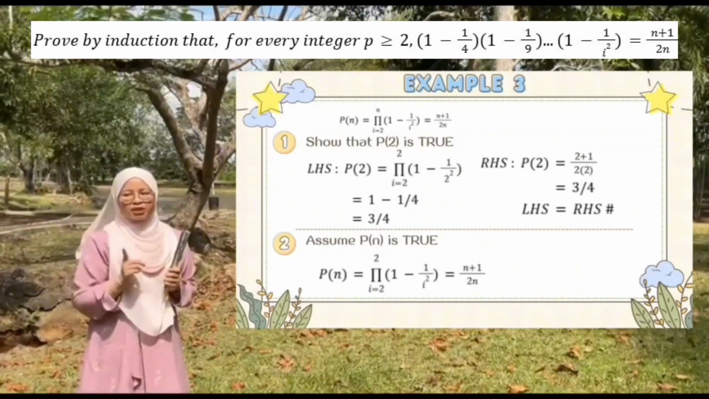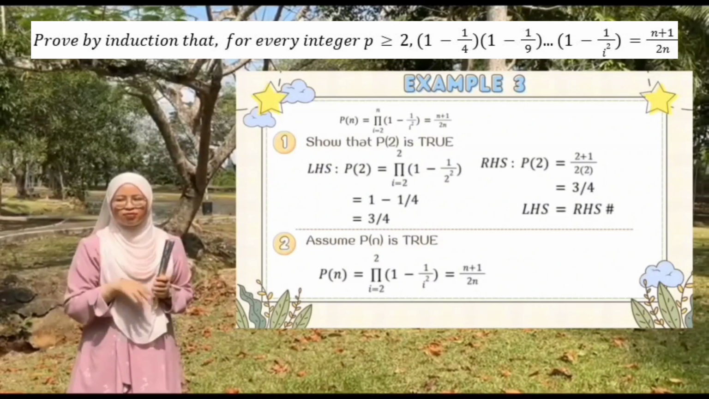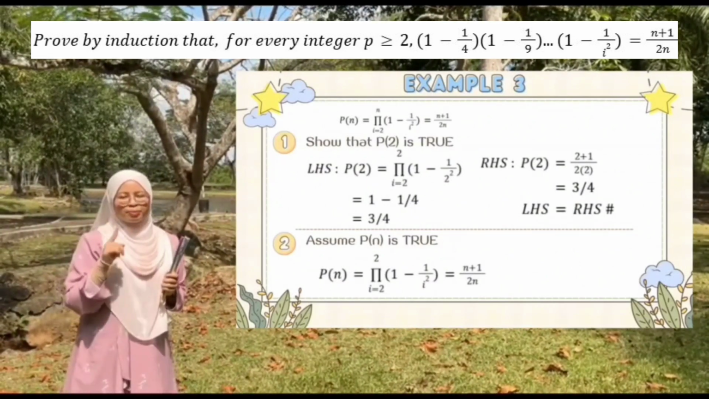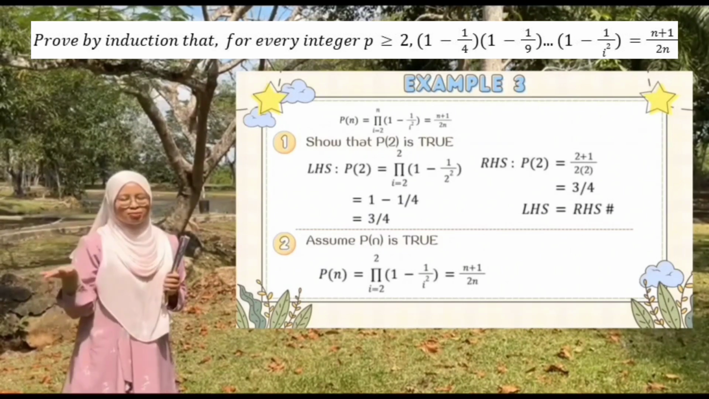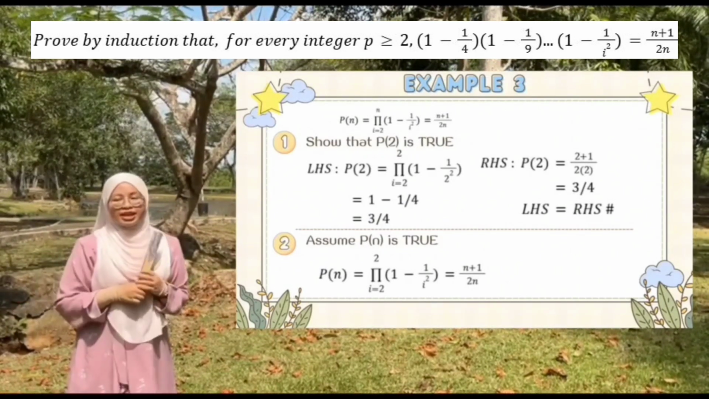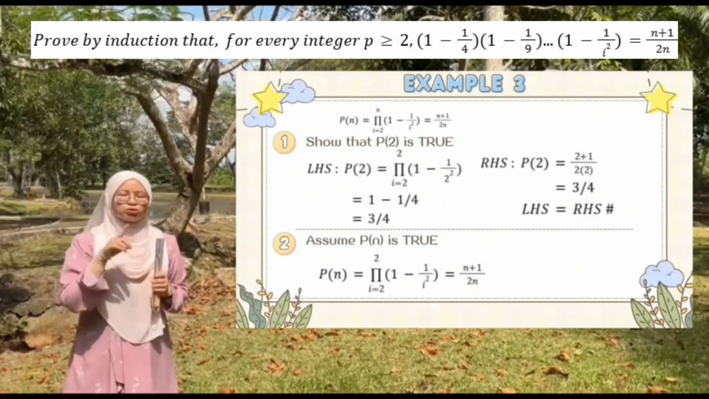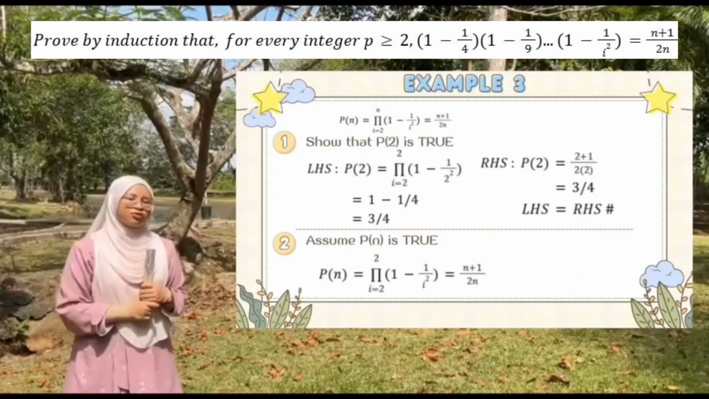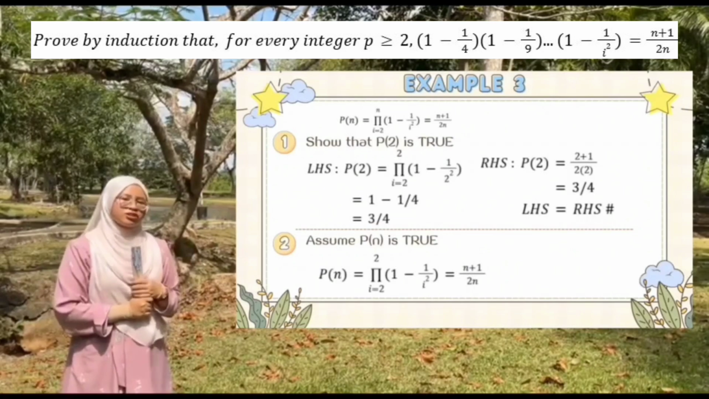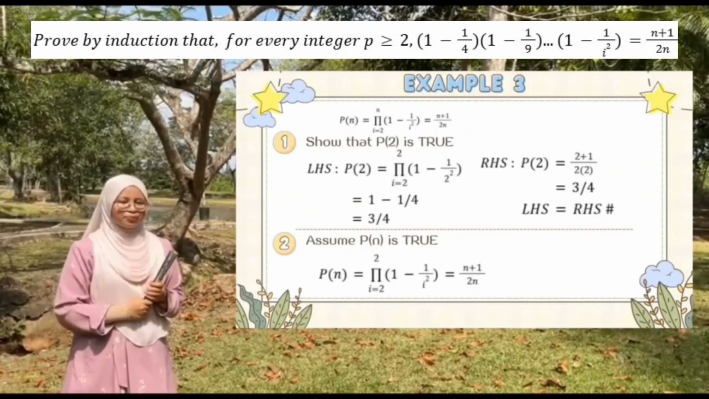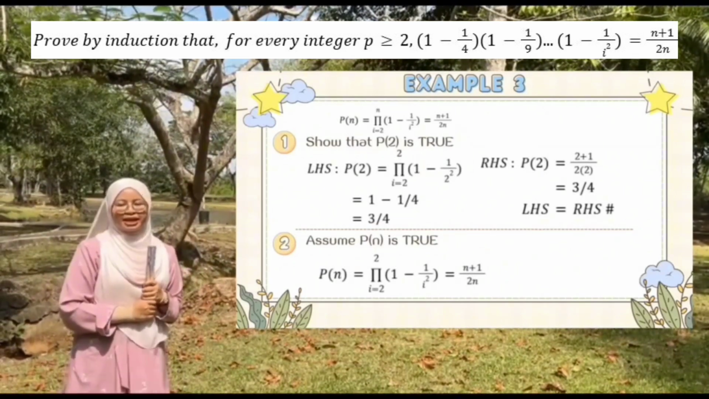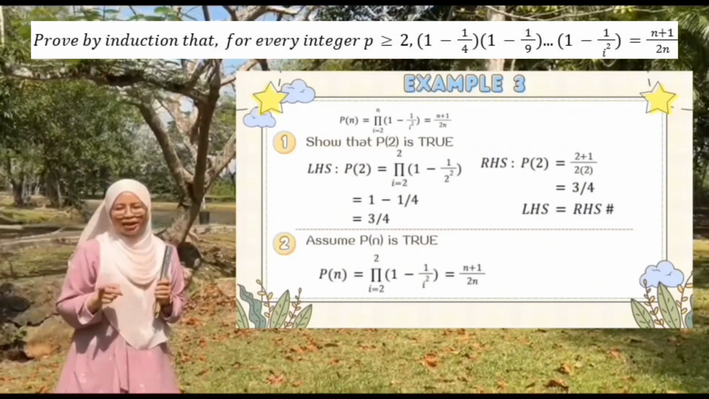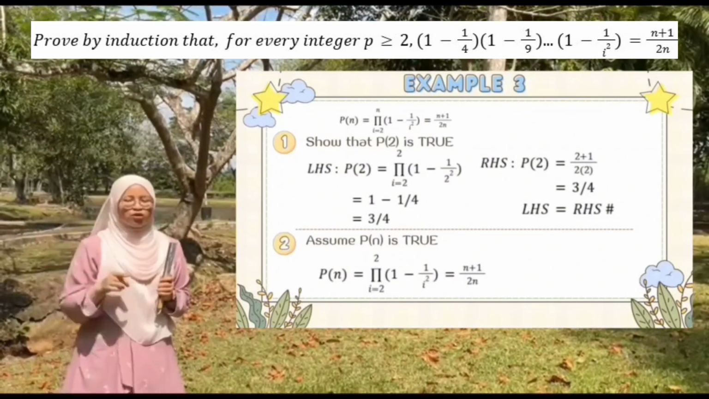For the left-hand side, P2 equals the multiplication of 1 minus 1 over 2 squared, where 1 minus 1 over 4 becomes 3 over 4. For the right-hand side, P2 is equal to 2 plus 1 over 2 times 2, where the answer is also 3 over 4. Then, P2 is proven to be true. For the second step, assume that Pn is true, where Pn equals the multiplication of 1 minus 1 over i squared equals n plus 1 over 2n.